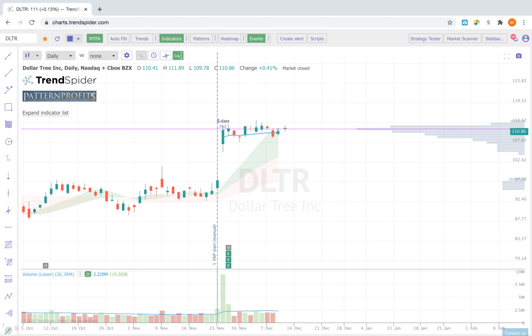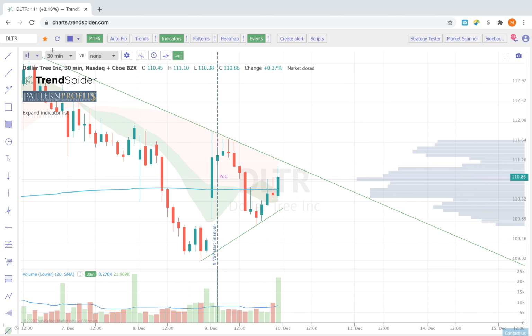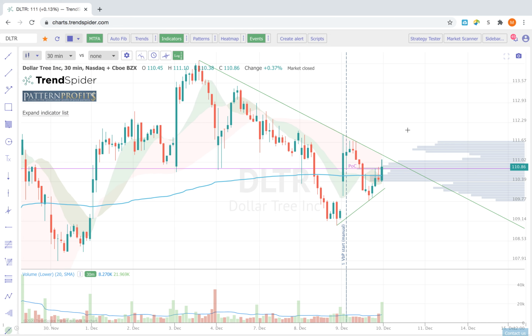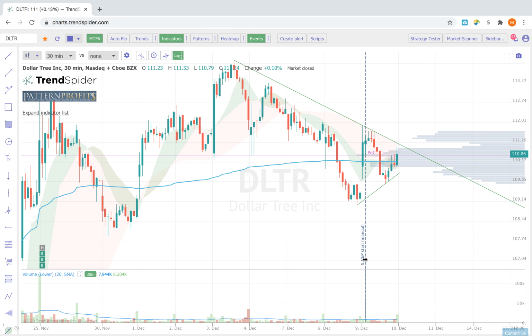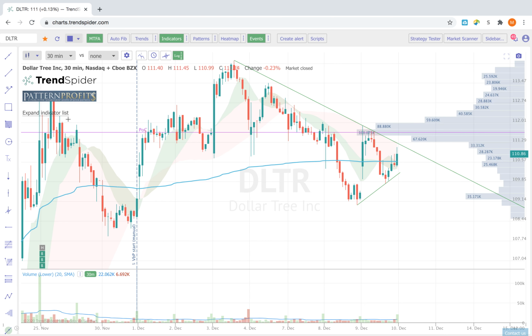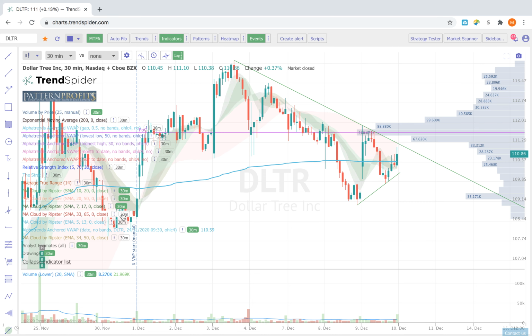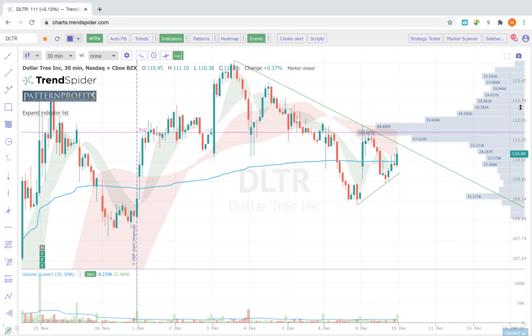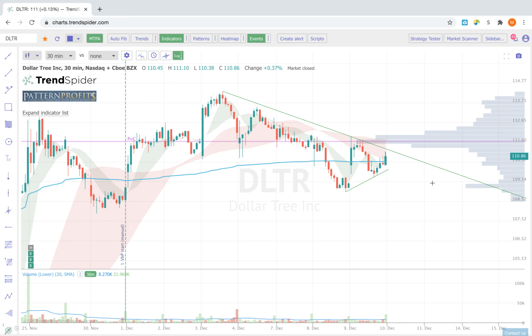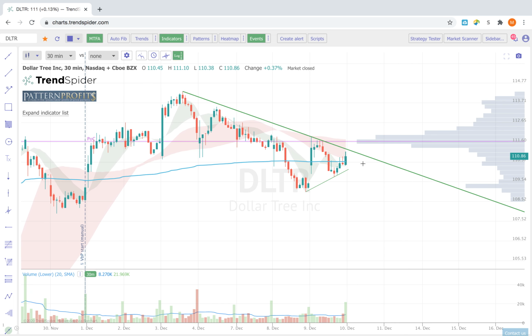That inside day, the fact that it's a lower high, higher low, tells me that there's a consolidation going on in the shorter time frame. So if we were to zoom into the 30-minute, and I've been following this one for a while, so I already have it highlighted. Let me change my clouds to my shorter time frame clouds. You can see here that we have a descending trend line from the high, and an ascending trend line off the lows.